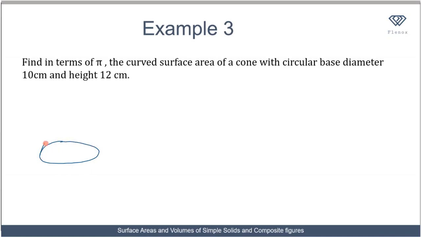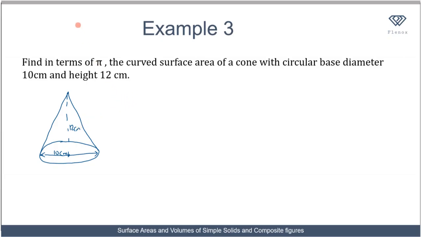So we have the cone, and we're told that the base diameter is 10 cm, so the distance in diameter of the base is 10 cm, and the height of the cone, so the distance from the apex to the center, is 12 cm. We're now told to find the curved surface area.